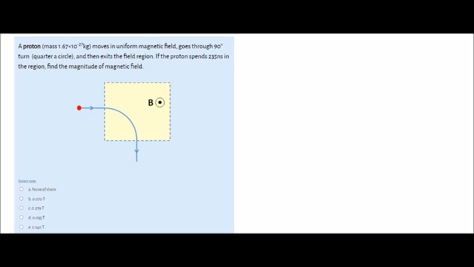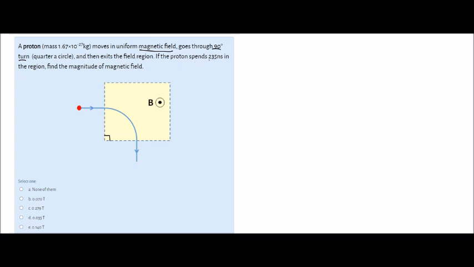Next question on magnetic field now again. A proton moves in a uniform magnetic field, goes through a 90-degree turn, so it moves like this, that's the proton, and it goes through a 90-degree turn. So you see here a 90-degree turn, right? It helps you further, it tells you that this is a quarter of a circle, not a complete circle. And then it exits the field region. So it enters here, does a quarter circle, and exits here.